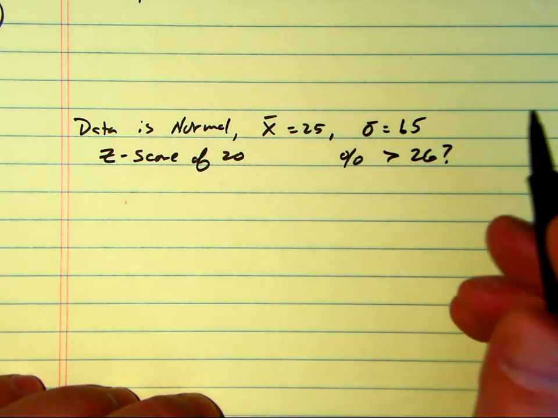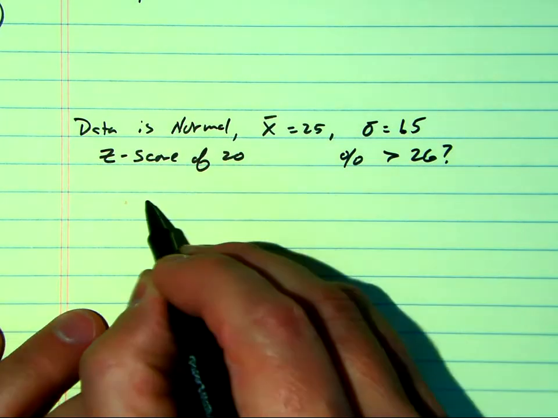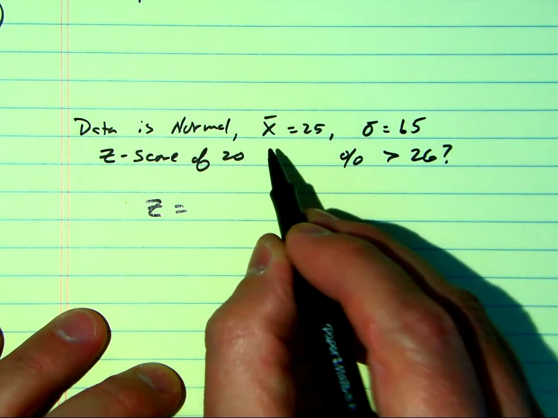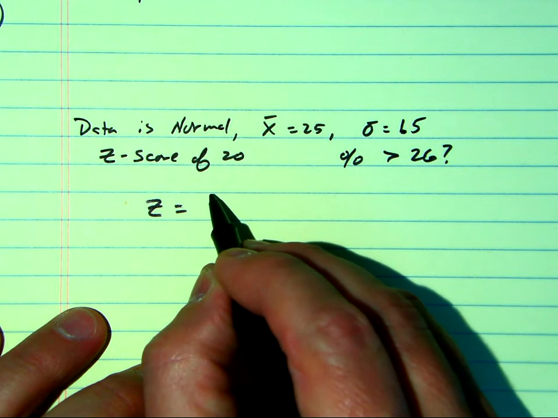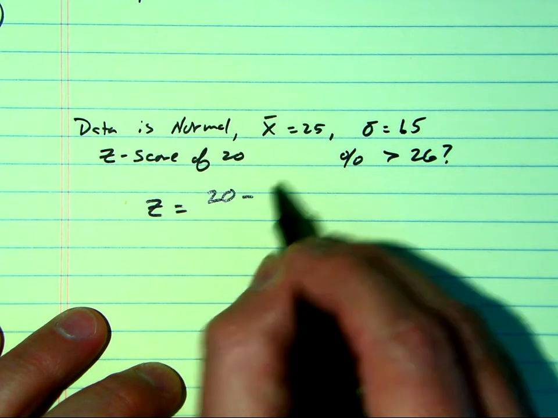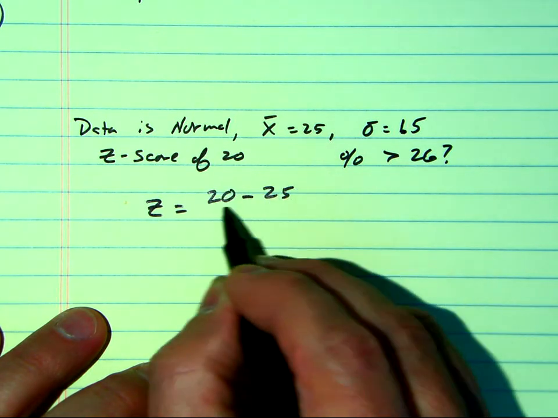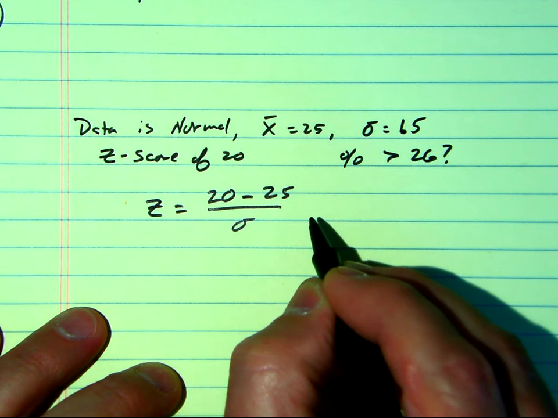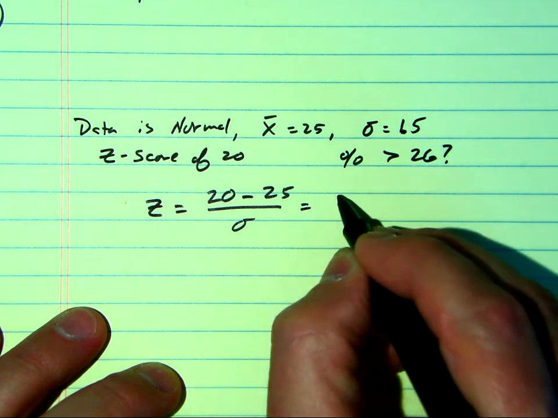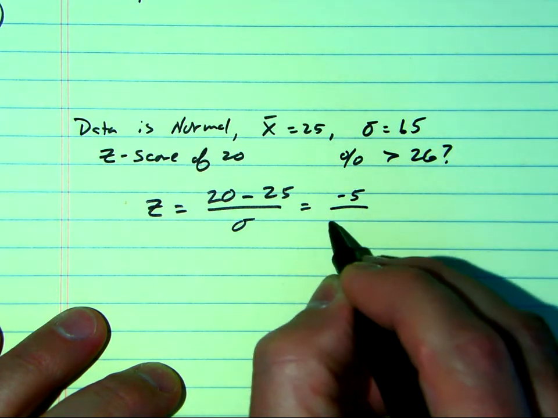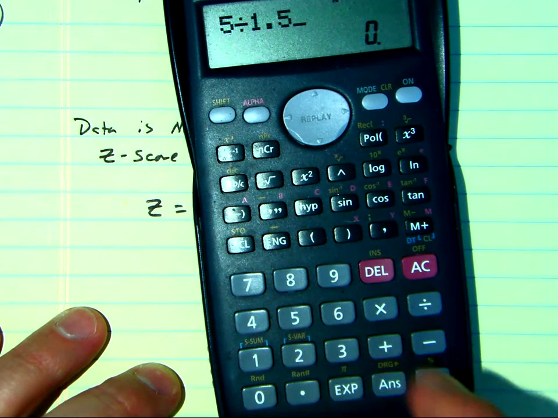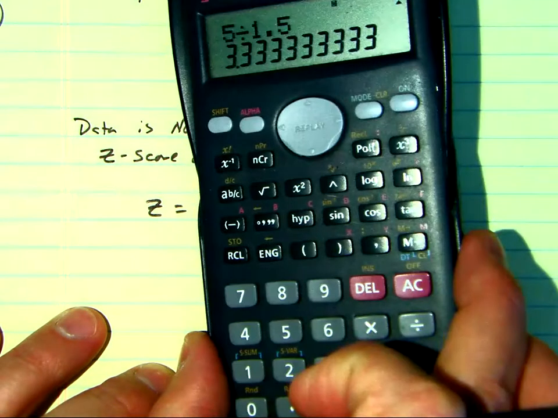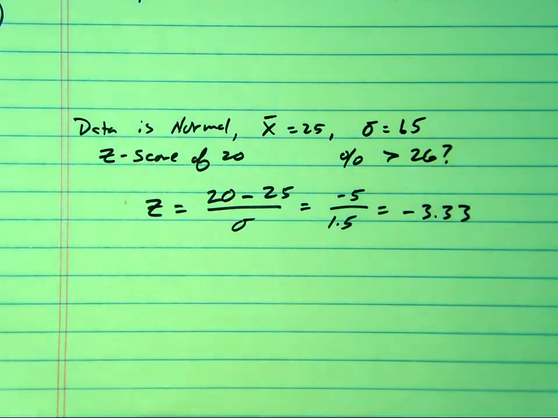No big deal. Okay, how do you find the z-score? Remember, it's data point minus the mean divided by the standard deviation. So it's 20 minus the mean, negative 5 divided by 1.5, which is negative 3.3 repeating.